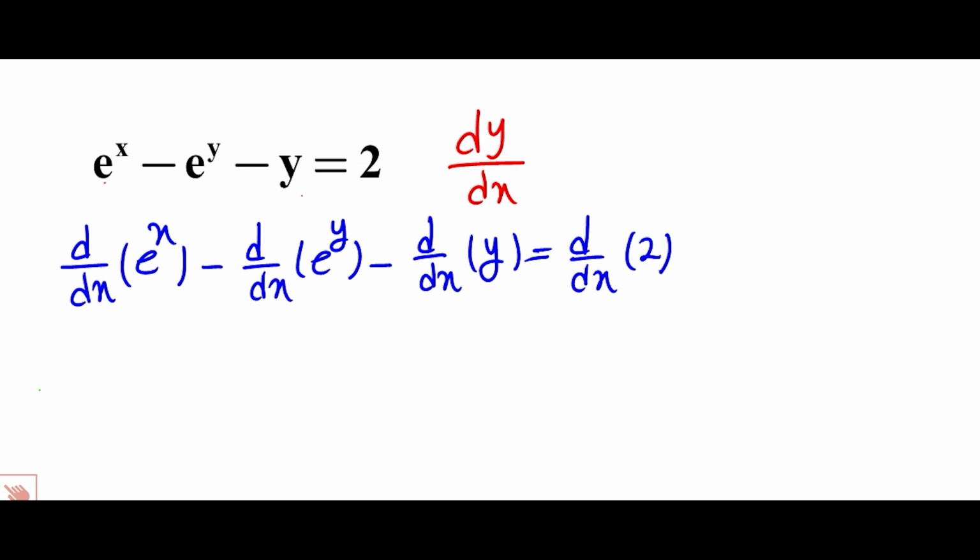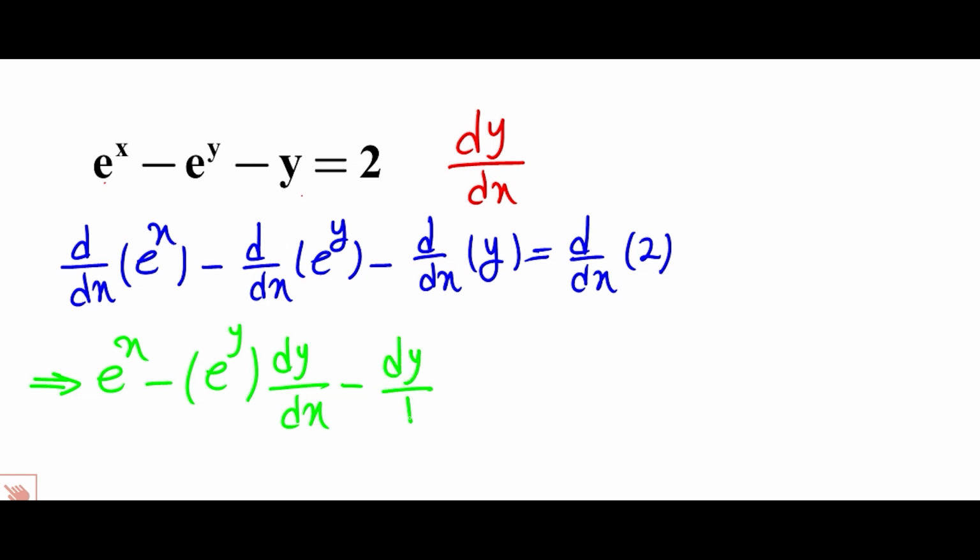So we have the derivative of e to the x is e to the x, minus the derivative of e to the y. Y is a function of x, so we use the chain rule. The derivative of e to the y is: first take the derivative of the inside, which gives e to the y, and then multiply by dy/dx, minus the derivative of y, which is dy/dx, equals the derivative of 2, which is 0.